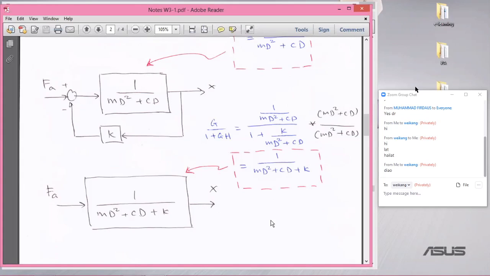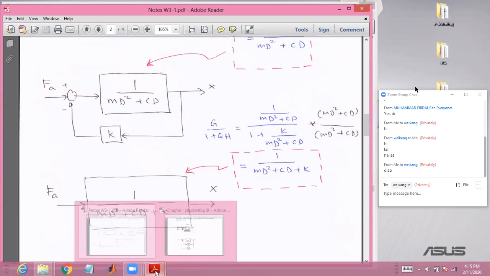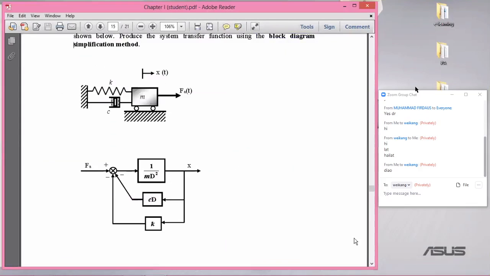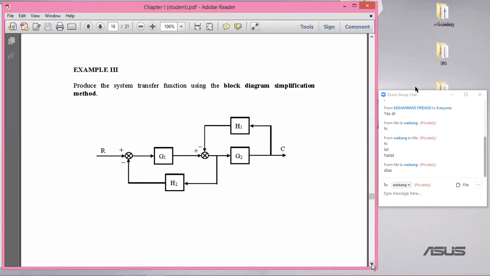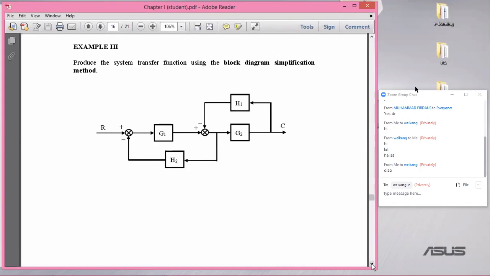All right, so let us go to the next question. Next example. All right, so example 3. Produce the system transfer function using the block diagram simplification method.